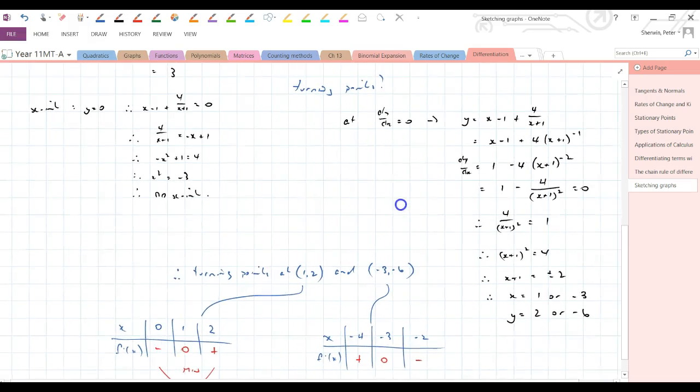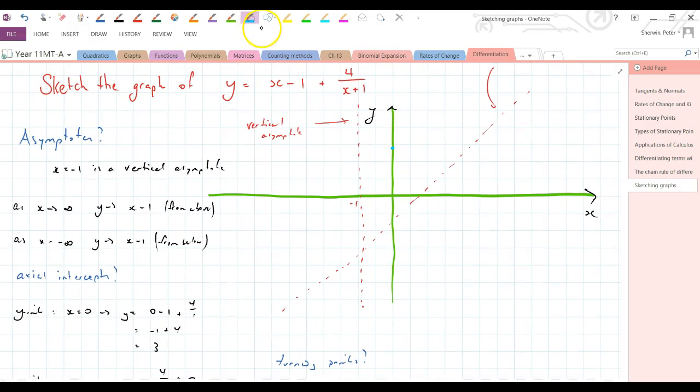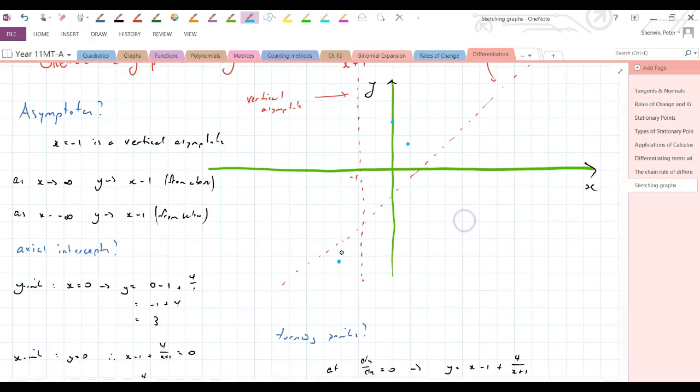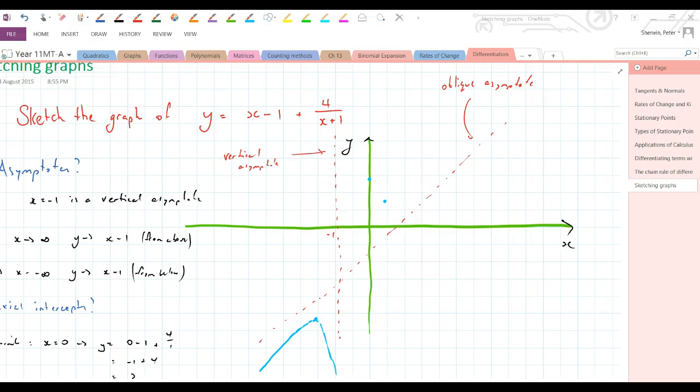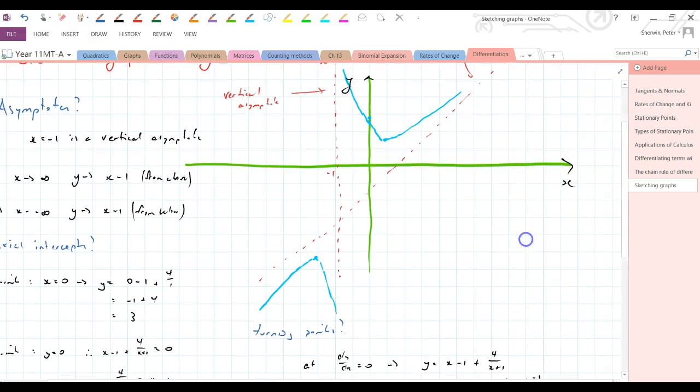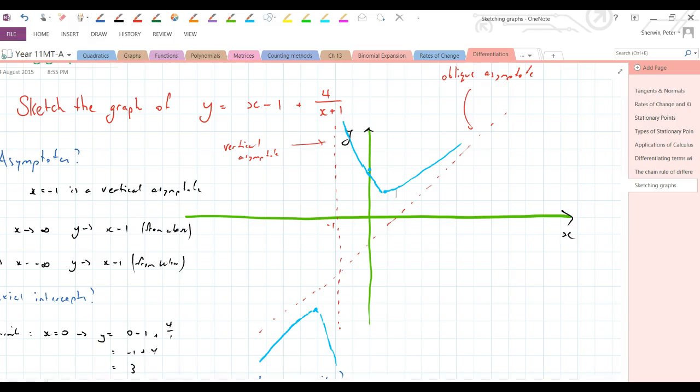So now let's get all that information: (1, 2) and (minus 3, minus 6). Now let's think about where that is. Minus 3, minus 6 is going to be underneath here, down there somewhere. Okay, there, that's my max. So what's going to happen is that's going to drift down there, and this is my min through my y-intercept at 3, and off we go in that direction. And so there are my two branches that are framed and hemmed in by my oblique asymptote and my vertical asymptote.